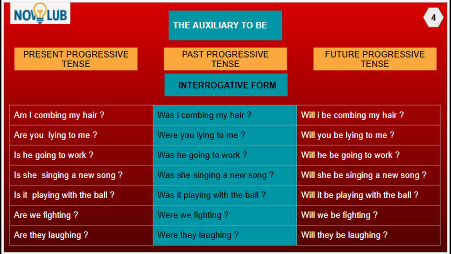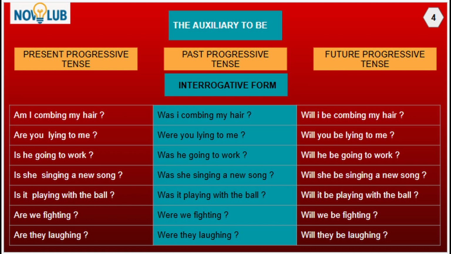Past tense interrogative form: Was I combing my hair? Were you lying to me? Was he going to work? Was she singing a new song? Was it playing with a ball? Were we fighting? Were they laughing?